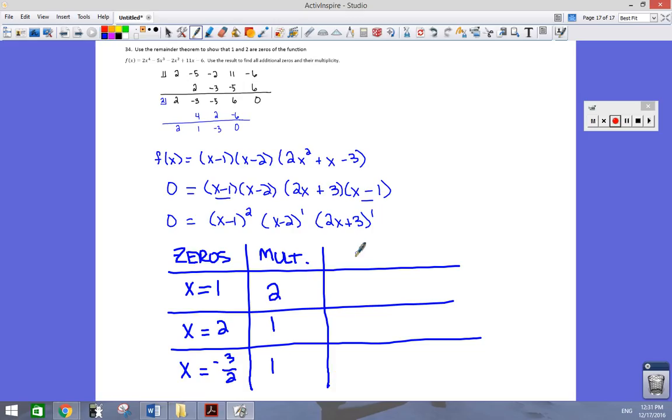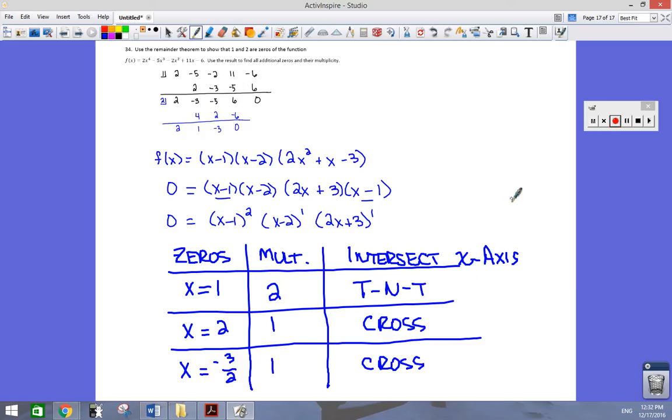It didn't ask me, but I can tell you how it intersects the x-axis, because if it has an even multiplicity, it touches it, and I like to call it a touch and turn. And if it has an odd multiplicity, it just crosses through it. So that tells us a lot of information about the shape and what the graph looks like without ever having to make a table of values and sit here and be tedious and plot point after point after point.